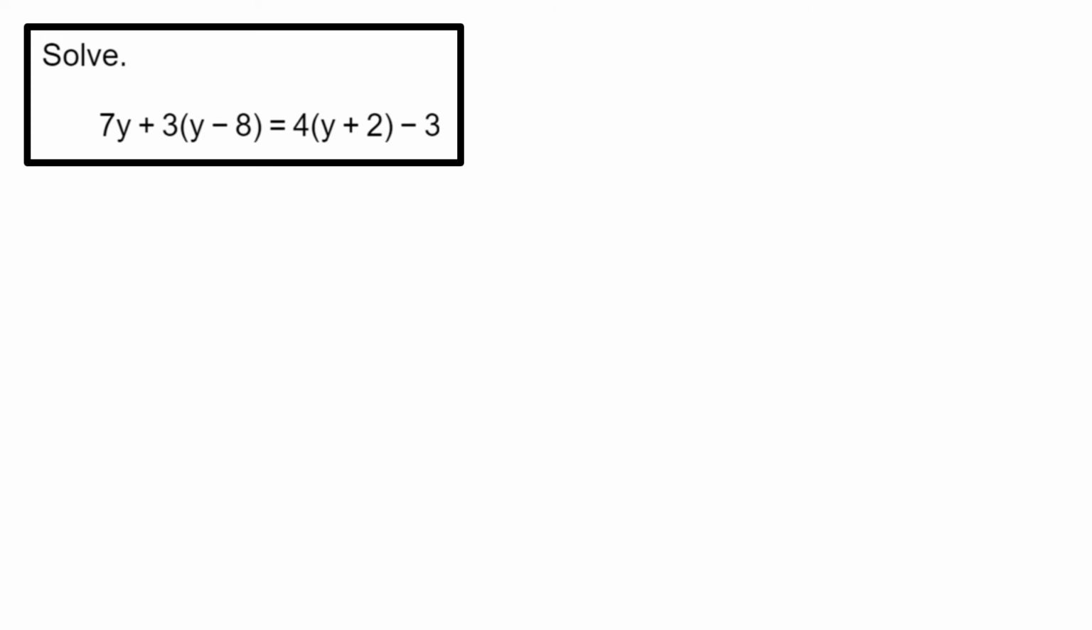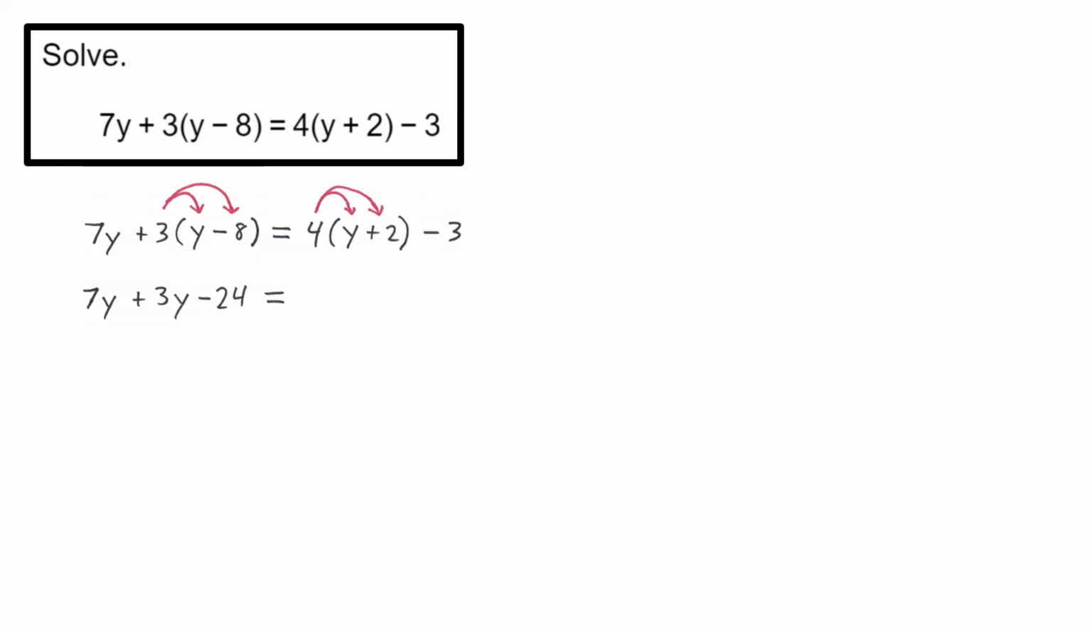Solve the equation. To begin, we need to simplify the left, and we'll need to simplify the right. Let's start on the left. The 7y we can bring down, and the 3 will need to be distributed to both terms within the parentheses. 3 times y is 3y, and 3 times negative 8 is negative 24.